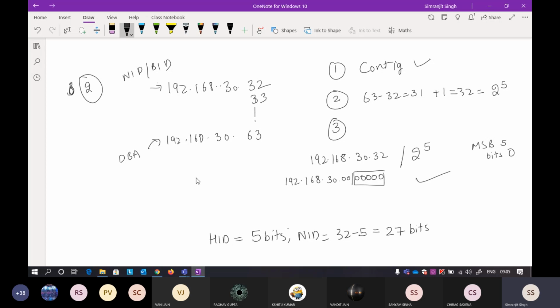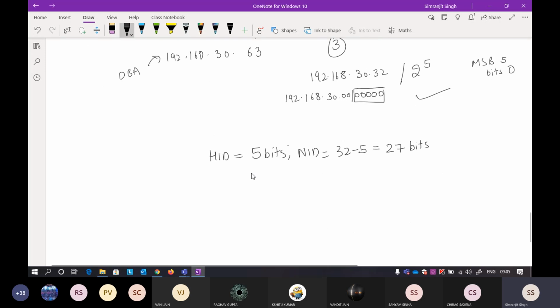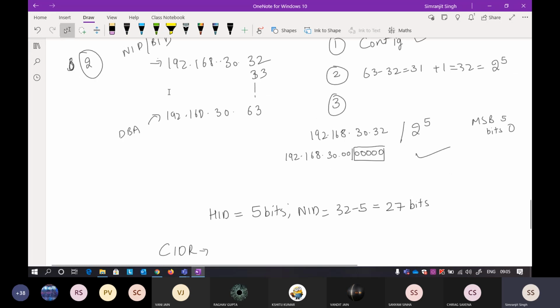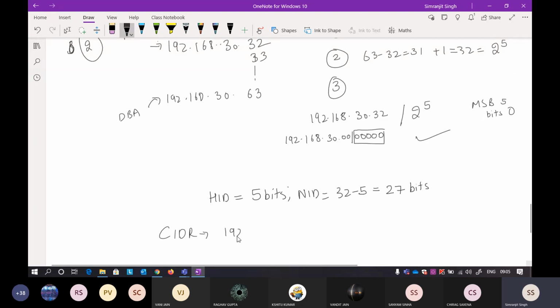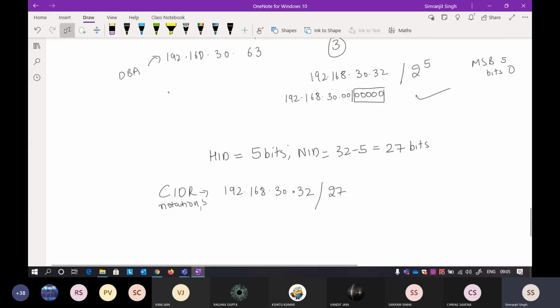So you can say that this is the correct CIDR block. And what will the CIDR notation be here? It will be the network ID or block ID. What is the network ID here? It is 192.168.30.32, and you have to write a slash and then the network ID bits, that is 27 bits. So that is the proper CIDR notation. That is how you do it. To identify a CIDR block is very easy.